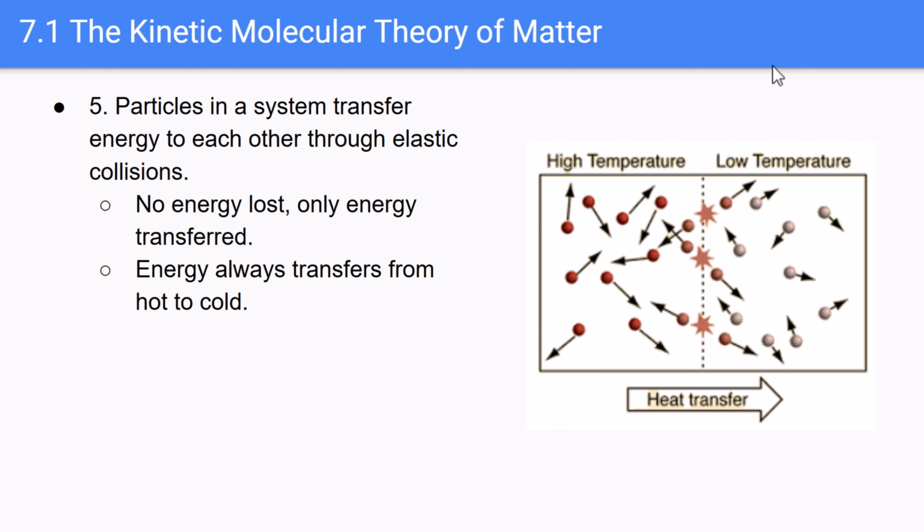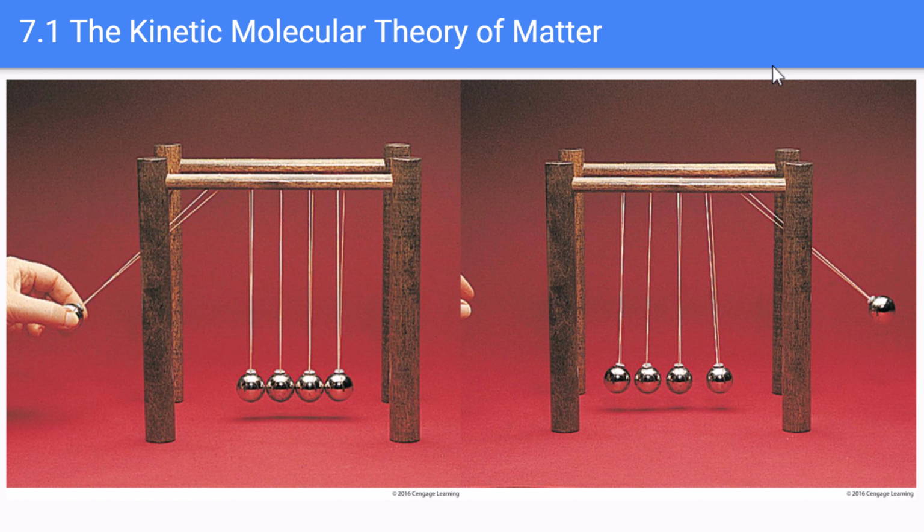And then lastly, with kinetic molecular theory, particles in a system transfer energy to each other through elastic collisions. And when I refer to elastic collisions, I simply mean collisions that don't lose energy. So energy is not lost to the environment in those collisions. Energy is always transferred from one body to another. Is that always 100% the case? No. Energy can be lost through many different types of energy transfer from one to another, but we make that assumption in kinetic molecular theory because it does make our lives a little bit easier.